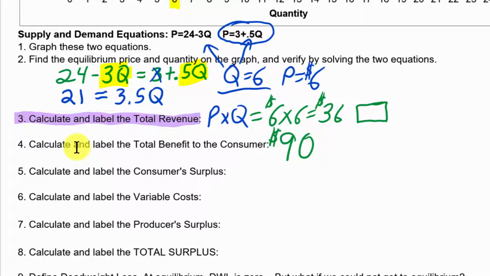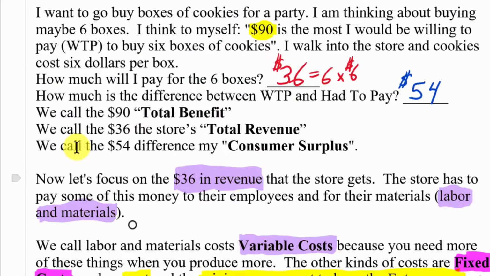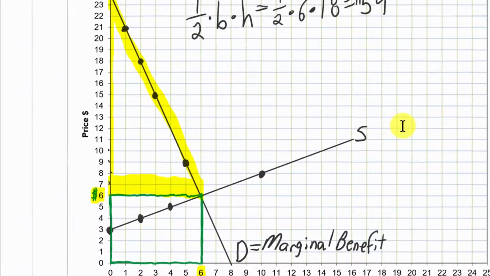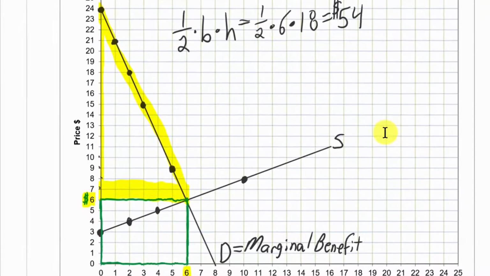All right, now, next question says, let's calculate and label the consumer surplus. Well, let's go back to our story. In our story about cookies, the $90 was the total benefit, the most we're willing to pay. $36 is the total revenue. The difference between the $90 in total benefit and the total revenue is consumer surplus. Hey, wait a minute. I think I see where that consumer surplus has to be on our graph.